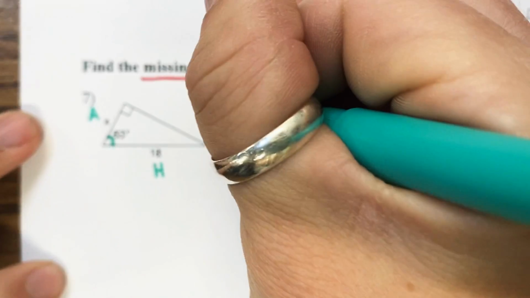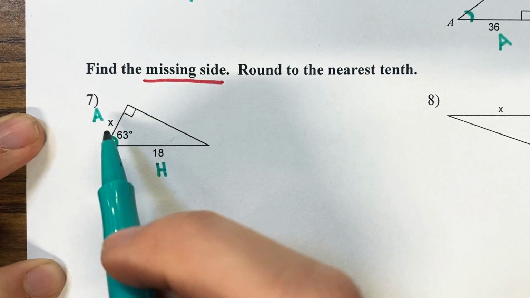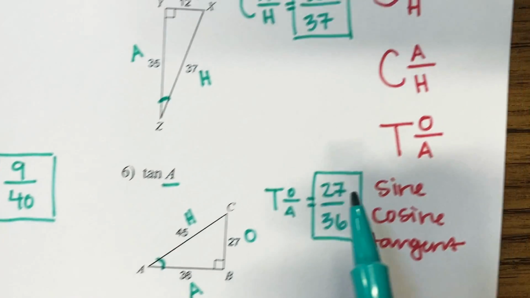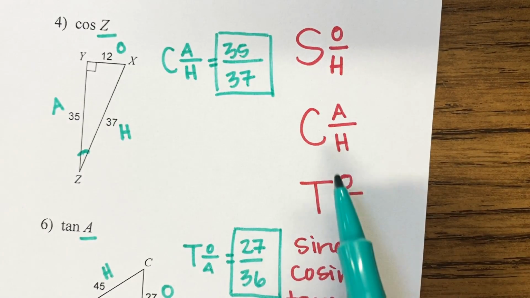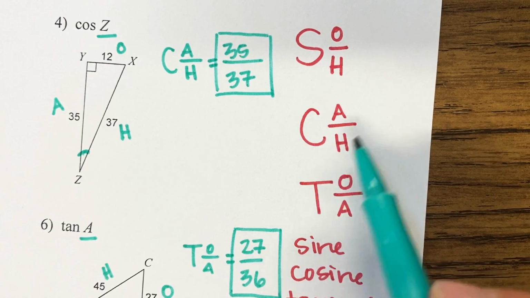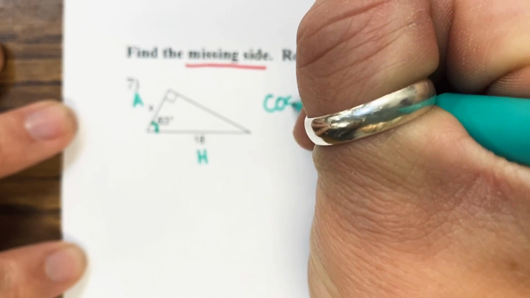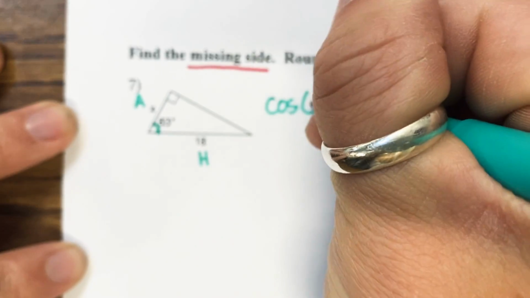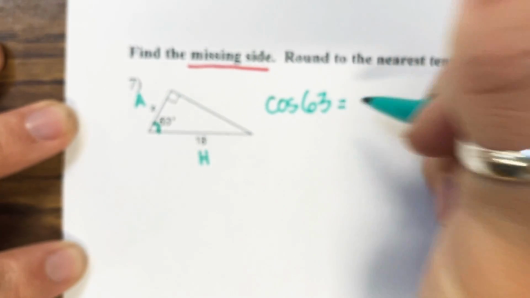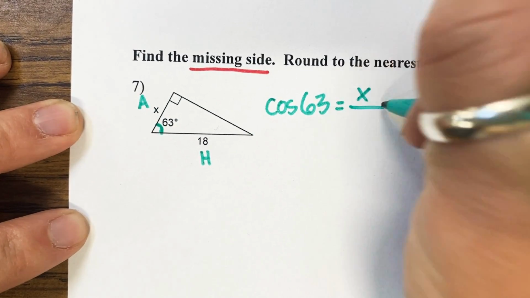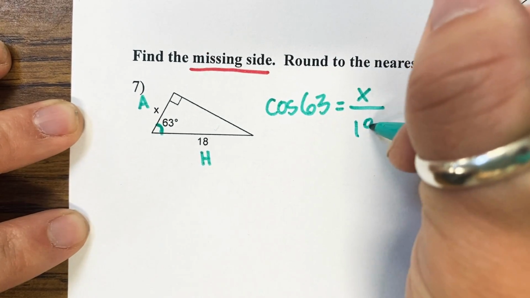Okay, now we're going to write out this equation. Which function are we using? Adjacent and hypotenuse. Which one do we use for adjacent and hypotenuse? Cosine. Okay, so that means we have cosine of our angle, 63 degrees, equals adjacent, x, over hypotenuse, h.